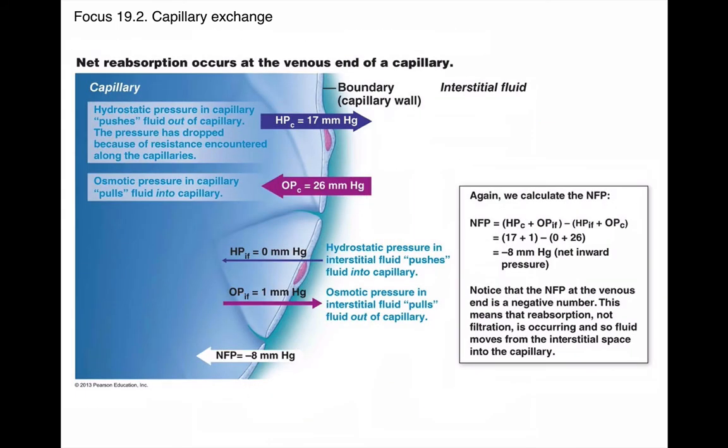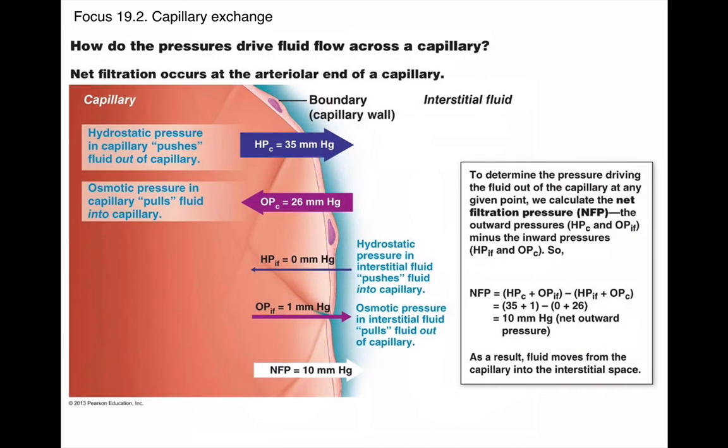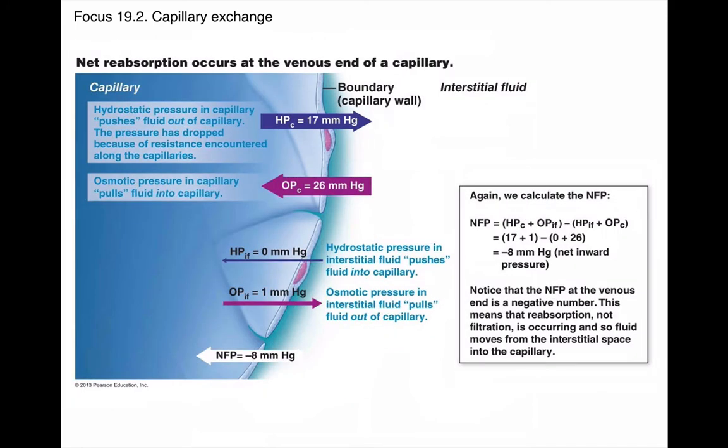Now, on the venular side, on the other side, there are some differences. I'm just going to tap back and forth here a little bit. Notice first the hydrostatic pressure of the capillary. This is again the pushing force of the fluid leaving the capillary. Here it's 17 millimeters of mercury. On the arteriolar side, it's up at 35 millimeters of mercury. So it has decreased substantially by the time it gets to the other side.